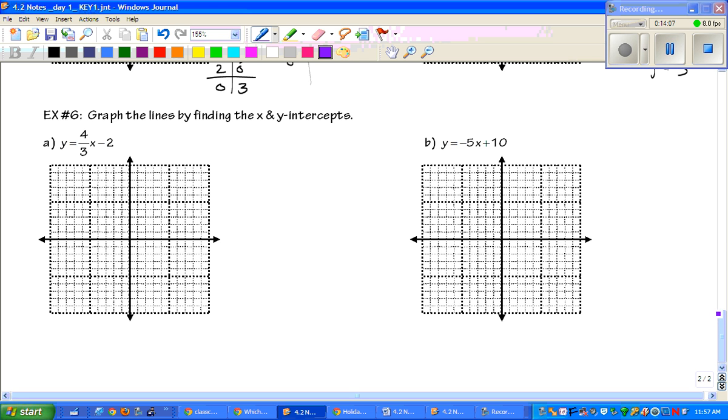Now for number 6, you guys are all on your own, okay? See if you can find the x and y intercepts. I'll help you set the first one up, but then B, you're all by yourself, okay? So first one is you're finding the x-intercept, and the second one you're finding the y-intercept. Number B is all by yourself. Go ahead and pause the video, try them both, and then when you turn it back on, we'll have the answers to both problems. Good luck.